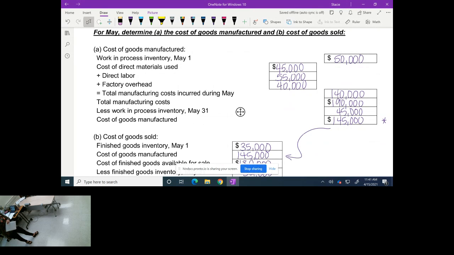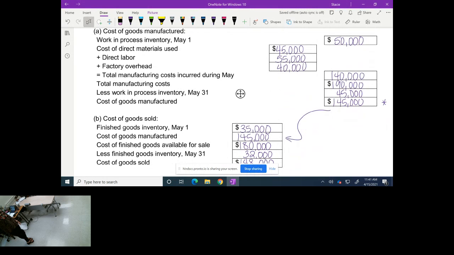All right, so once you get the total manufacturing costs, subtract out the work in process, because we're not going to include what's still in process in our cost of goods manufactured. Cost of goods manufactured means they're done. We're finished with it. So we have to take that out, subtracting it from your total manufacturing cost for the month.